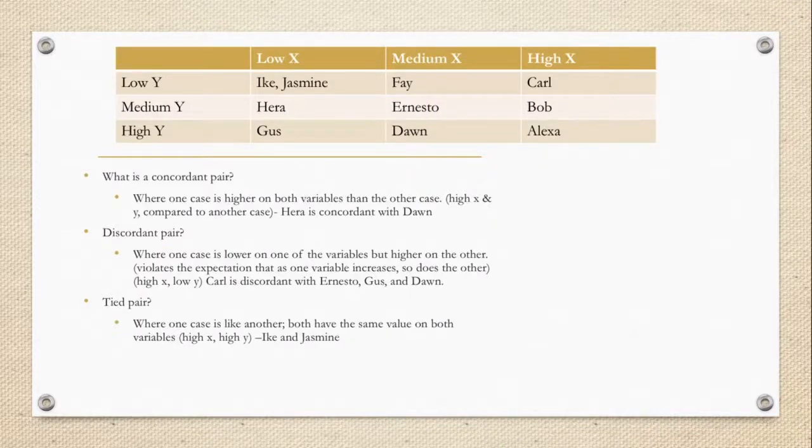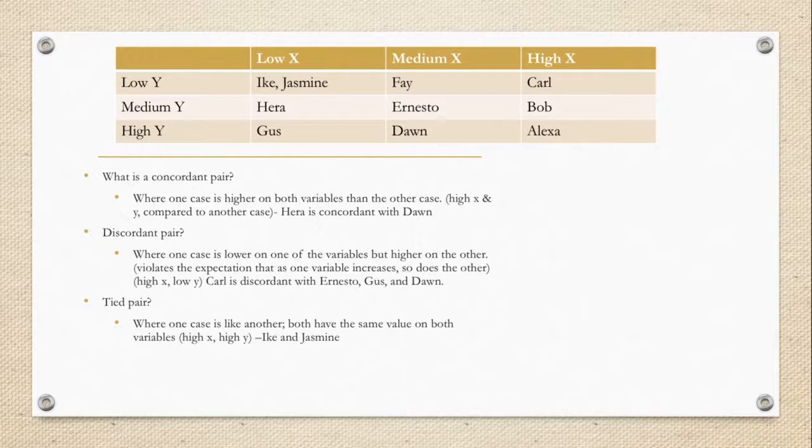These tests, the proportional reduction in error tests that we're talking about today, focus on making comparisons across a table like the one you see here, and trying to identify concordant, discordant, and tied pairs. So, what is a concordant pair? A concordant pair is where one case is higher on both variables than the other case. So high x and y compared to another case.